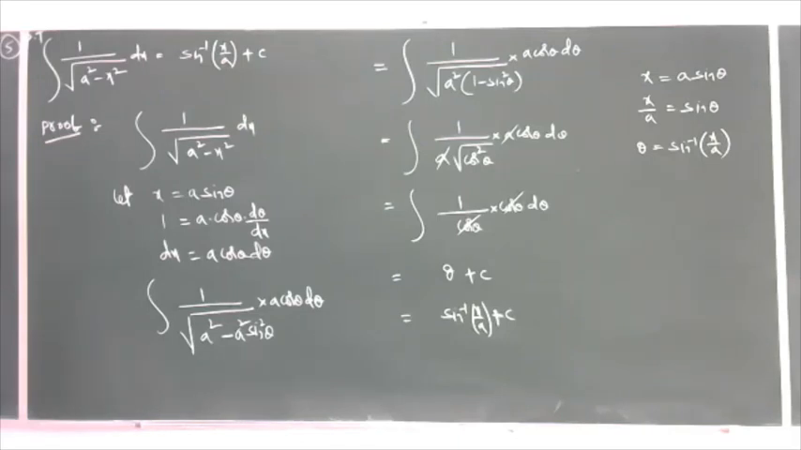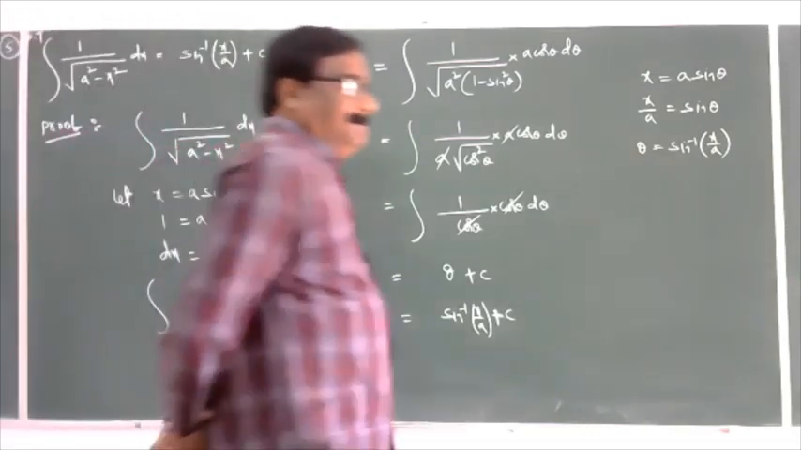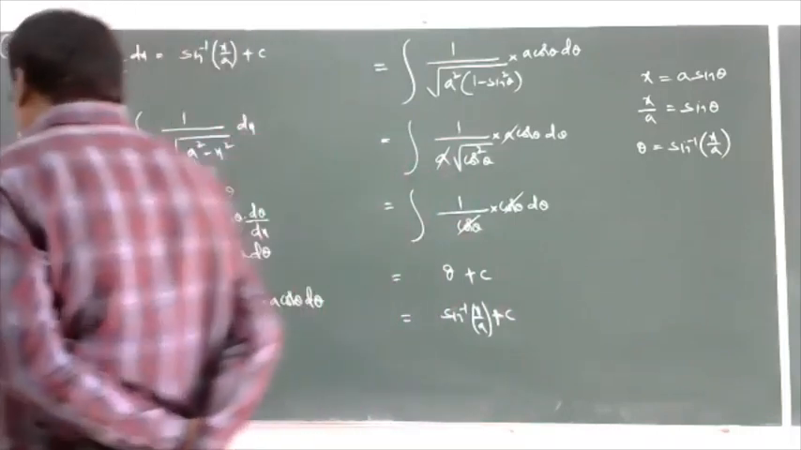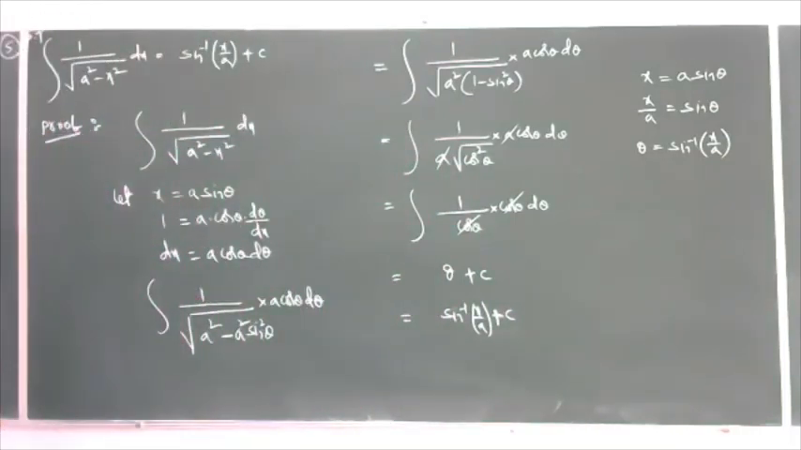That's the fifth theorem, the fifth formula: integration of 1 by root of a square minus x square is equal to sin inverse x by a plus c.